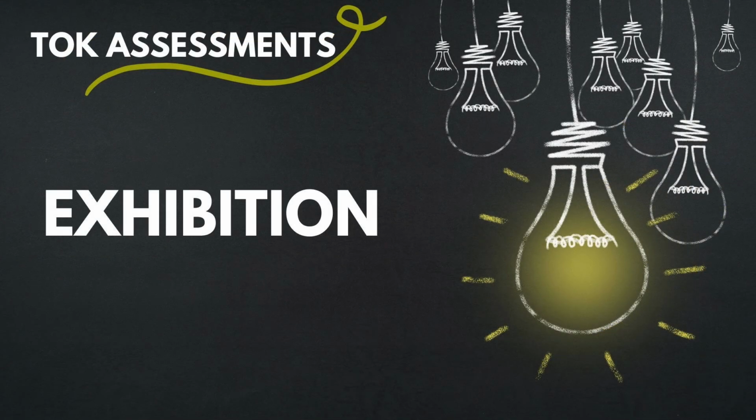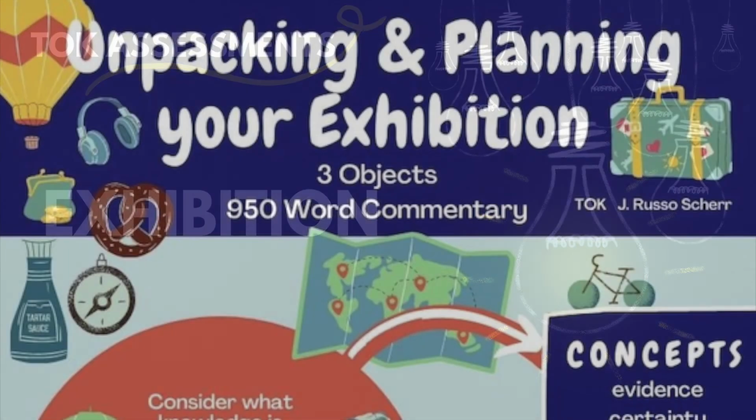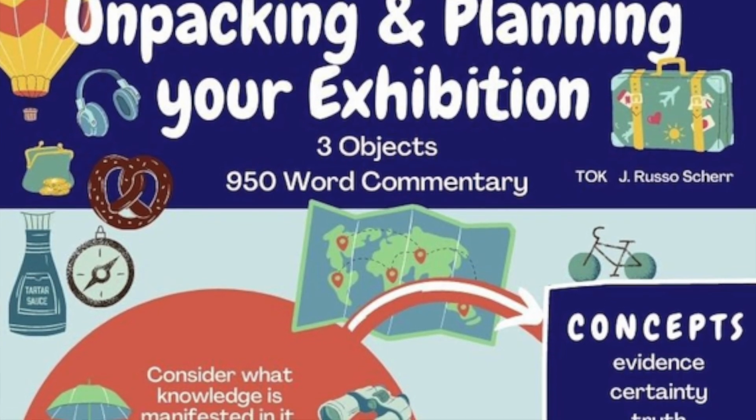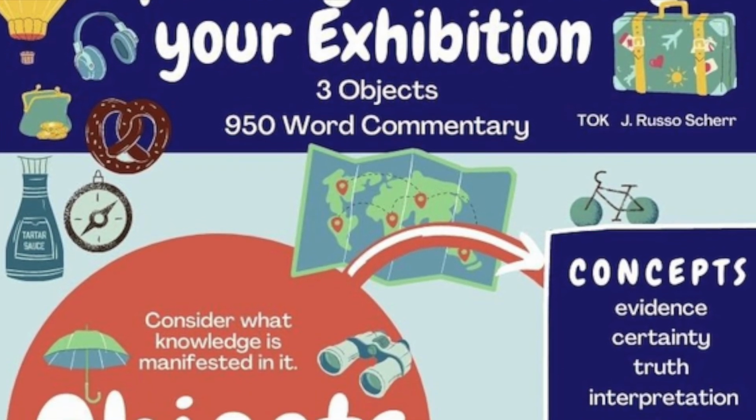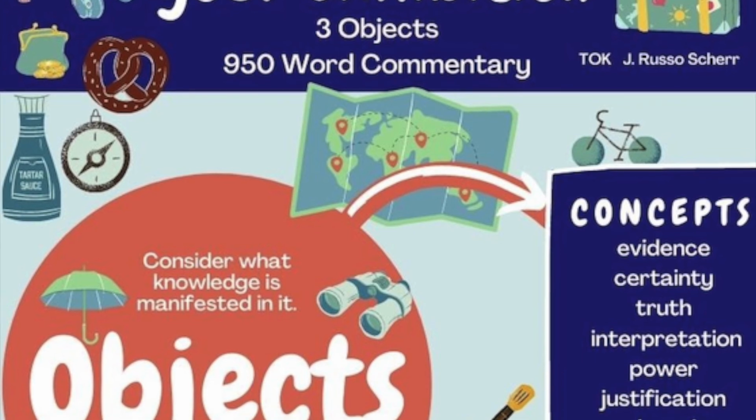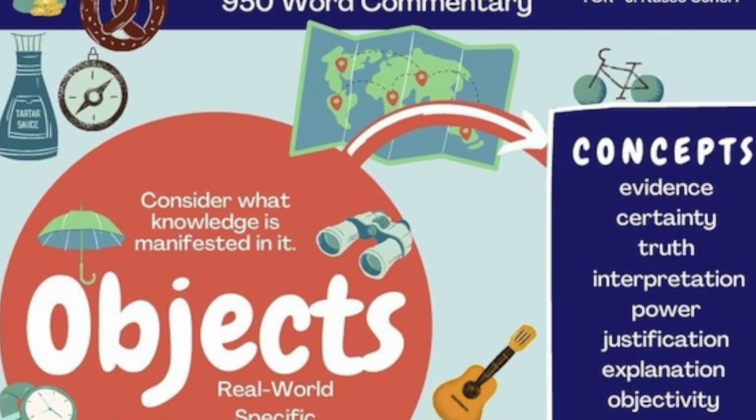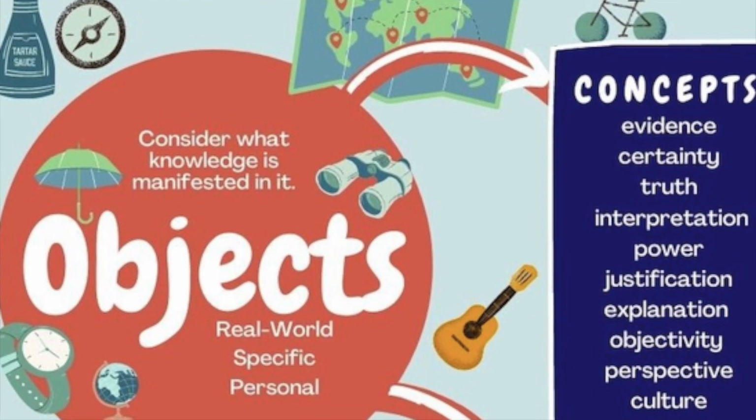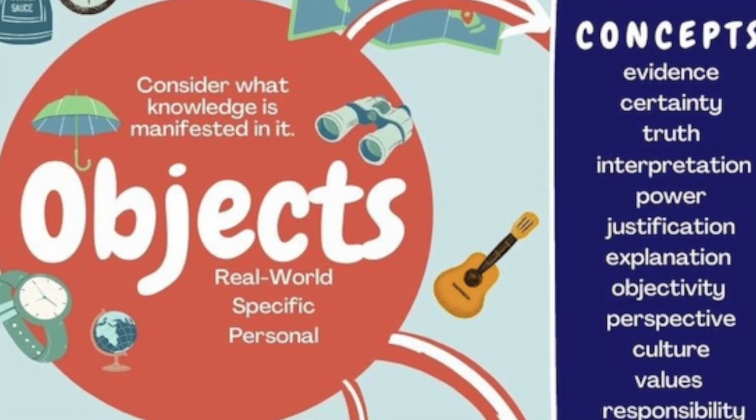The exhibition is done toward the end of 11th grade. The exhibition aims to assess how you can apply TOK concepts to the real world, and this is done by linking 3 objects to one of 35 prompts.